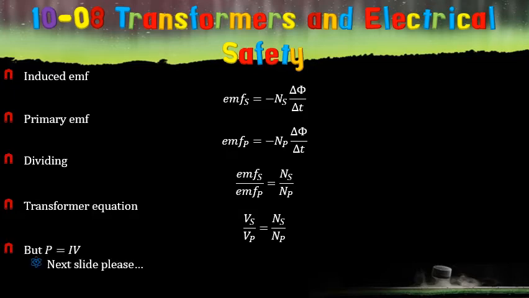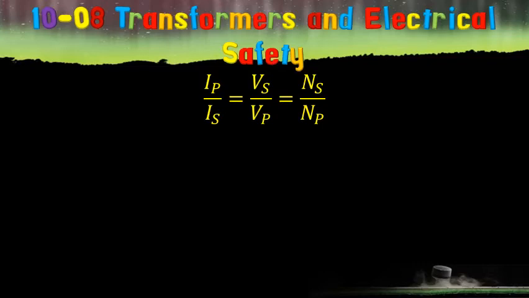But since the power stays the same in a transformer, the voltage and the current can change, but the power stays. So we could also do it this way. Notice the volts and the number of loops are lined straight up. So secondary on top, primary on bottom. But the current is upside down because if power equals IV, that means the current and the volts are inversely proportional.